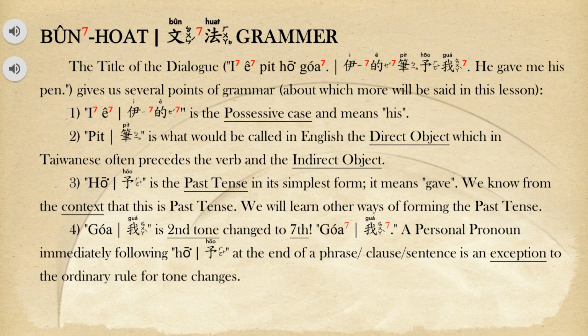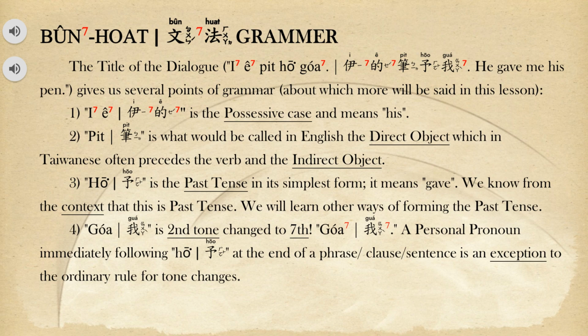The title of the dialogue, 伊的筆予我 He gave me his pen, gives us several points of grammar, about which more will be said in this lesson. 1. 伊的 Is the possessive case and means his. 2. 筆 Is what would be called in English the direct object, which in Taiwanese often precedes the verb and the indirect object. 3. 予 Is the past tense in its simplest form, it means gave.